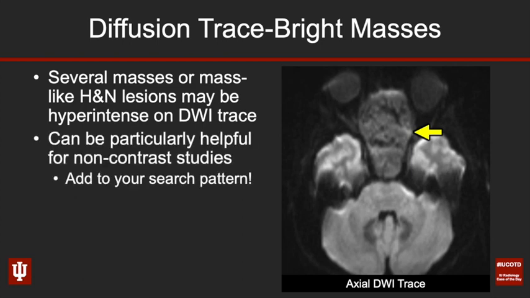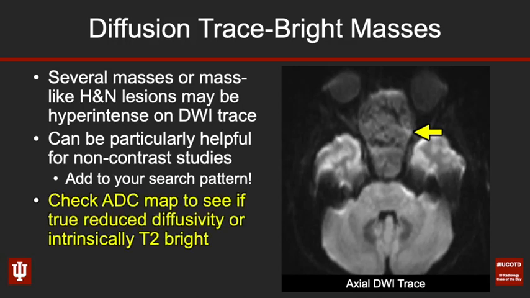This can be a particularly helpful thing to add to your search pattern, to always be looking at your diffusion sequence, particularly if you can't give contrast, because these really help to play up the signal-to-noise characteristics and that improved signal-to-noise ratio of diffusion bright lesions that are sort of embedded within that muted background of suppressed fat.